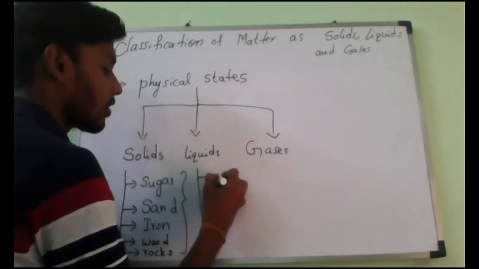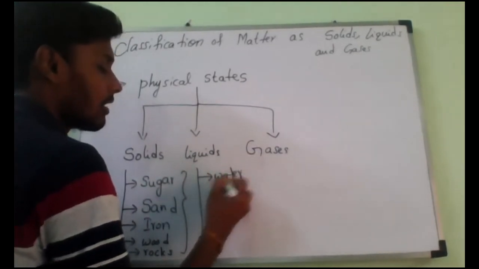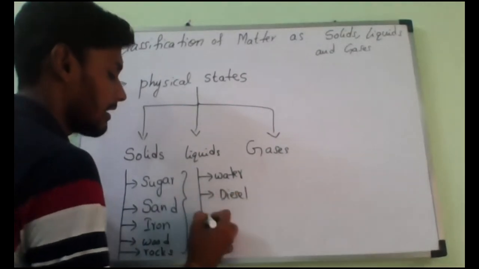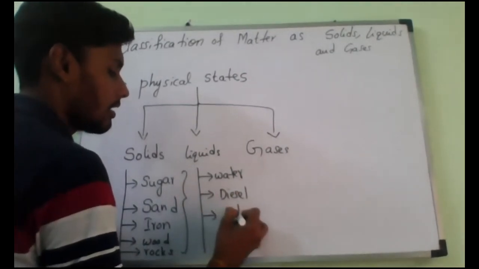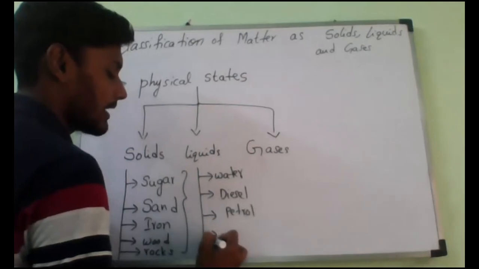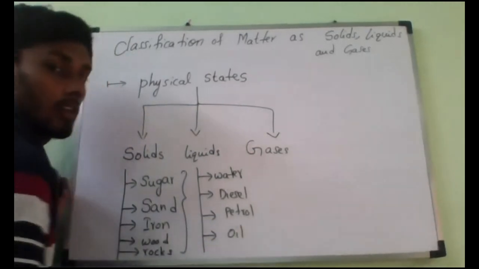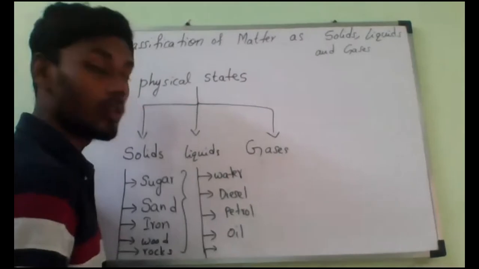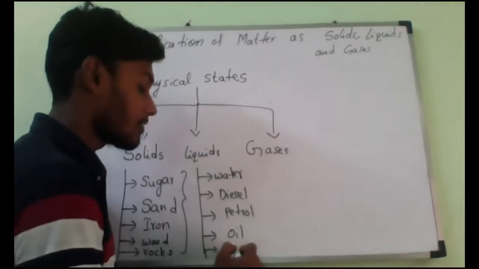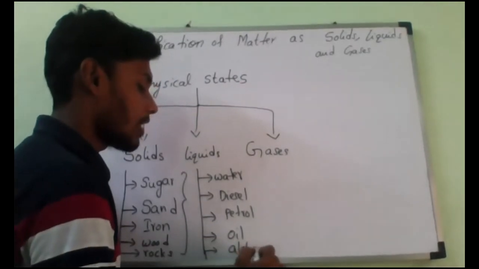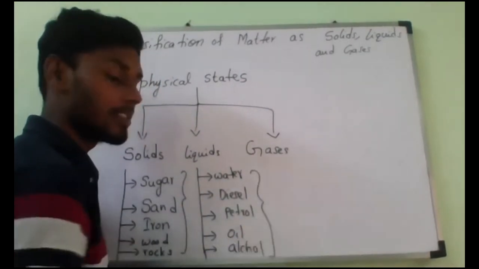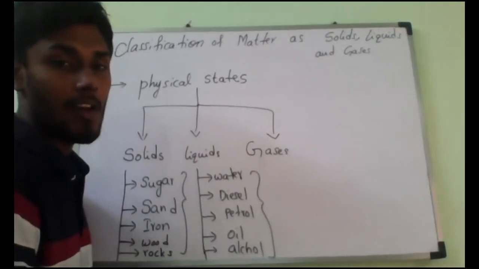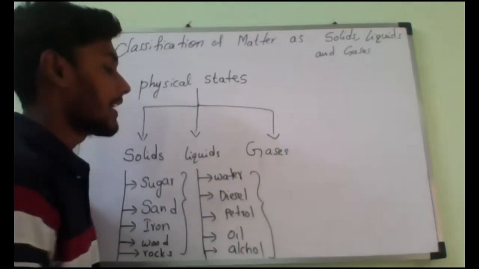Now, go to liquids. Do you have water in your home? Your car has diesel, your bike has petrol, and your mother has cooking oil. If somebody in your home drinks alcohol, then alcohol is present. These all are liquids. Is it yes or no? Yes, sir.